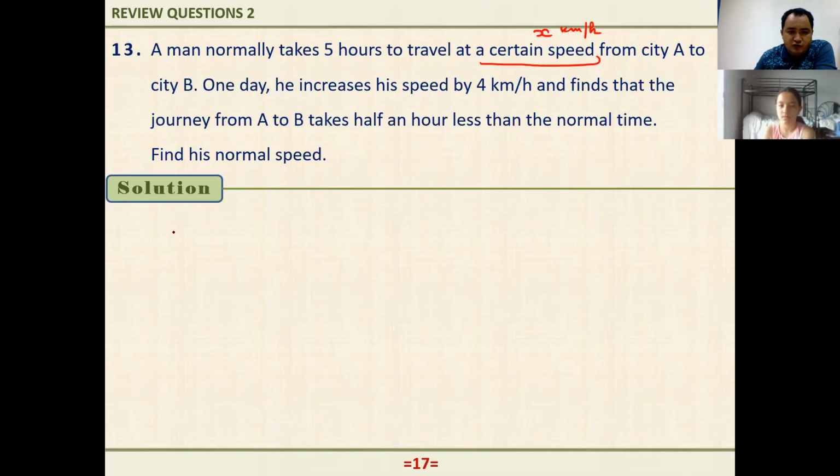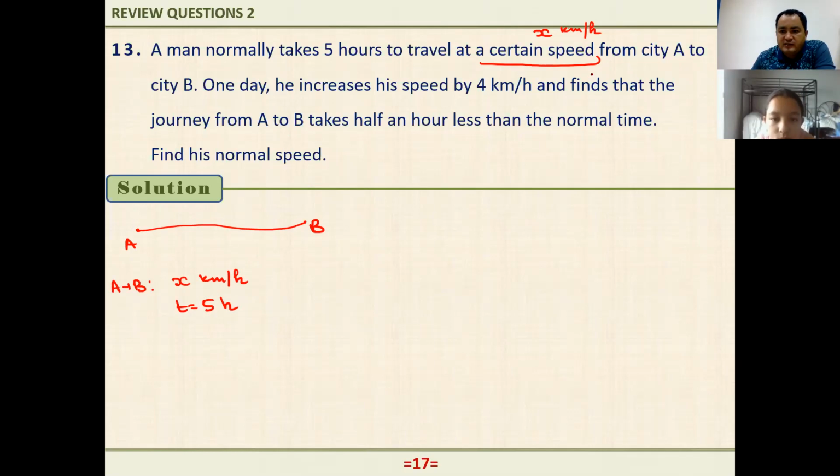So immediately we should draw, let's say from here, that is our city A, and that is city B. So here the speed is from A to B, moving. His speed is X kilometers per hour, and it takes 5 hours to travel. So time is given. What is time? It is 5 hours. If he travels at this speed, it takes 5 hours from city A to city B. Okay, that is what's given here.